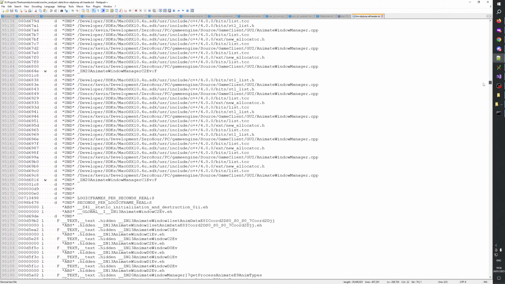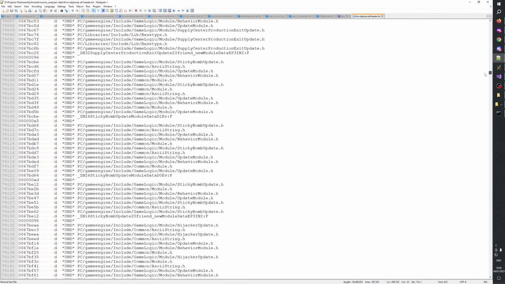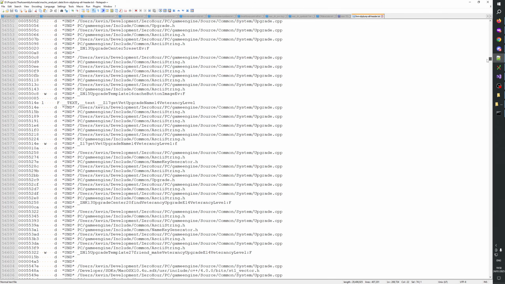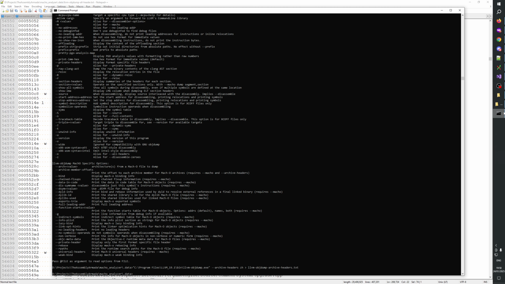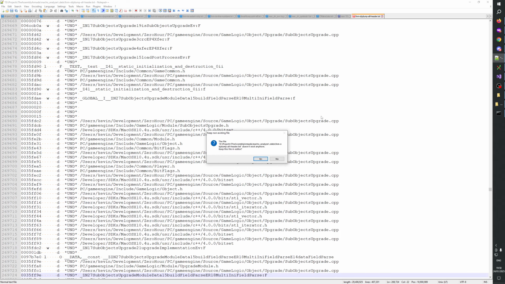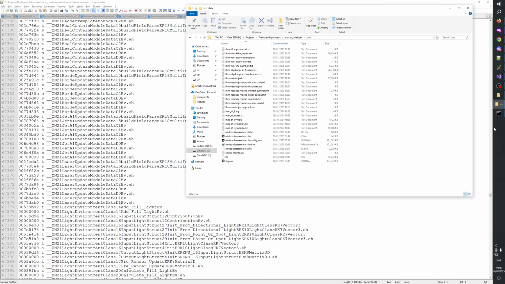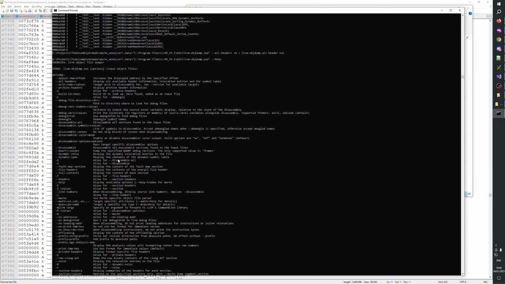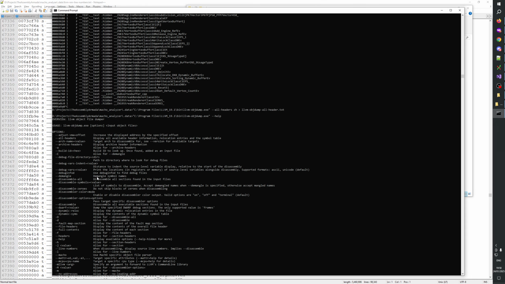Okay, but this looks really, really promising. There's some nice information here. Okay, can we maybe combine this? So this was dump all headers, right? All headers. Let's rename this. All headers. No. Can we demangle the names in there? Let me see. Demangle symbol names. Yeah, let's try this.